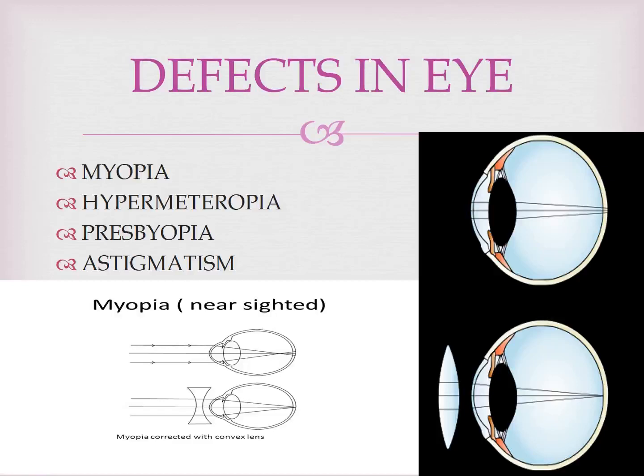Okay, they place two focal lengths, one lens in the upper part and another lens in the lower part. If they put a concave lens in the upper part, we can correct myopia, so we can have distance vision. In the lower part, a convex lens, so we can correct hypermetropia for reading purposes.